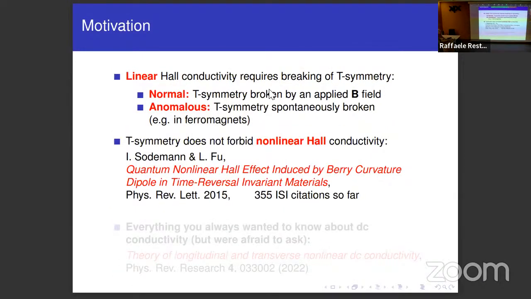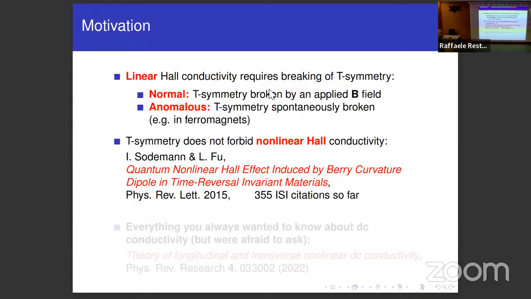Now, the motivation why I worked on this problem and why I am giving this seminar. The linear Hall conductivity requires the breaking of time reversal symmetry. And in the normal Hall effect, the time reversal symmetry is broken by an applied field. In the anomalous one, you don't need an external field. It's broken internally by the material itself, for instance, because the material is ferromagnetic. So it breaks time reversal. There is a kind of microscopic internal field, if you want. Since in theory the B field is a mess, you have Landau levels, the Hofstadter butterfly, all of that. So I focus here mostly only on the anomalous one.